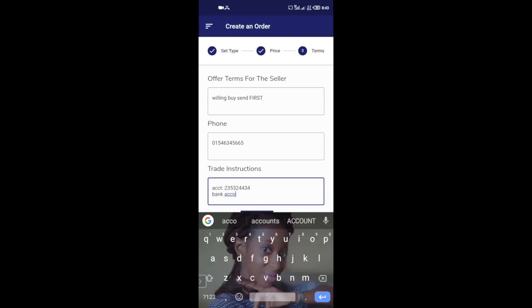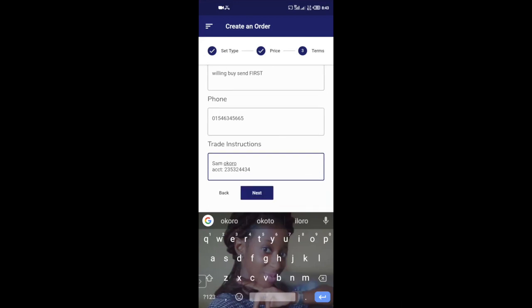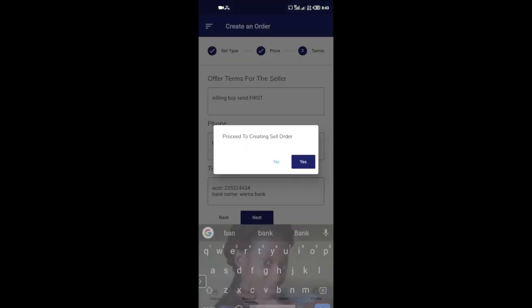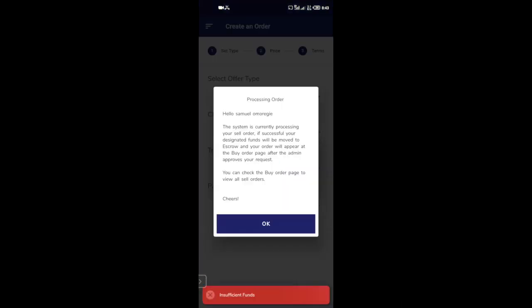Bank name, sorry. Bank name, Wema Bank, okay? So the person has the transfer instructions already. So what they need to do is credit this account, okay? They credit this account. And when they are crediting the account, they wouldn't want to put anything that has to do with crypto. So once this is done, I click on next, sell order, create.